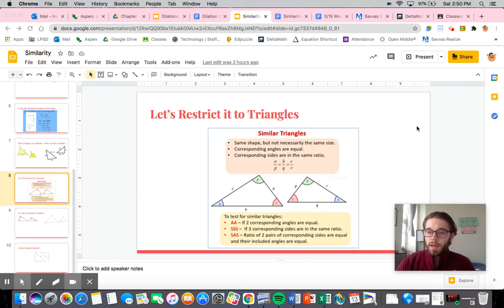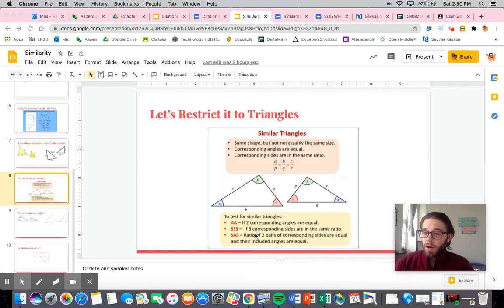The first is that if we have two angles that are congruent, then the triangles are similar, right? If these two were congruent and these two were congruent, because they both add up to 180, we know that the remaining angle would have to be congruent. So if I know that two sets of angles are congruent, I can say that these triangles are similar.